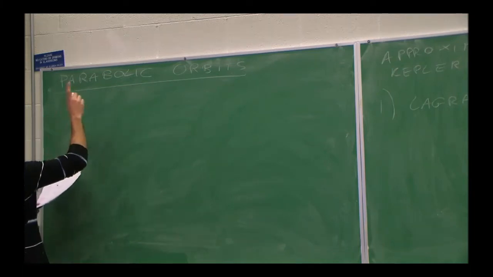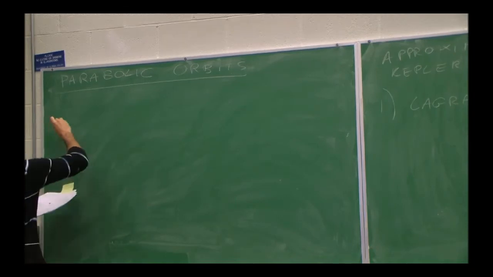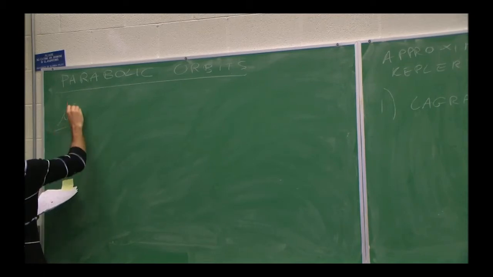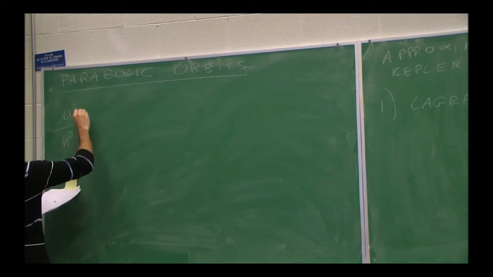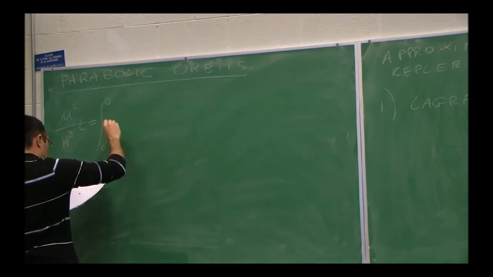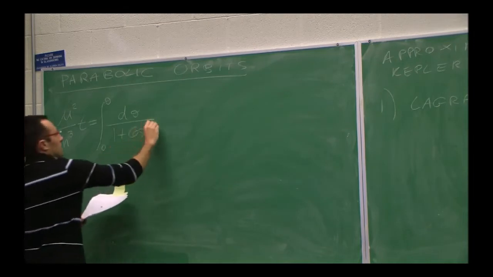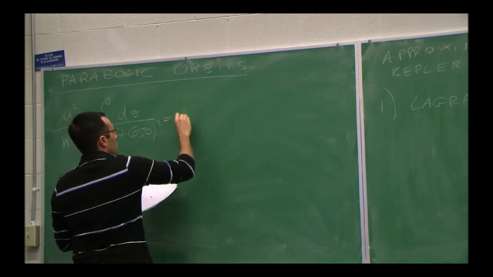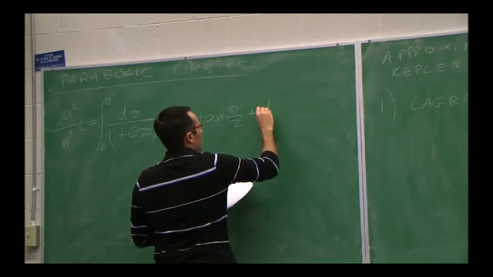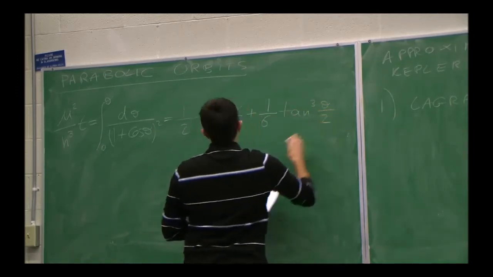So if you go back to those very nice formulas I gave you for the three cases, the case for an eccentricity of 1 would be mu squared over h cubed t equal to, well, of course, the same integral between 0 and theta of d theta over 1 plus, in this case, I don't have the e, or the e is 1, right? And we said last time that this has a solution, which is the following, plus 1 over 6 tangent cubed of theta over 2.